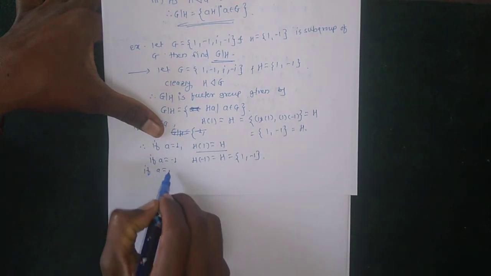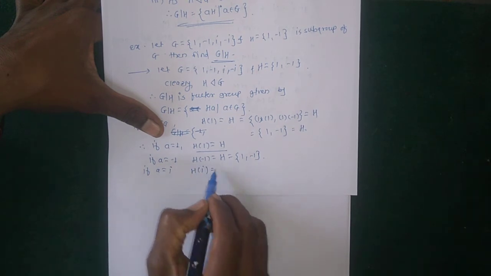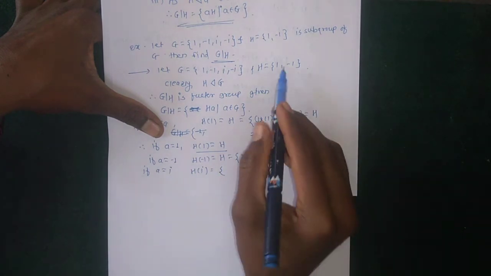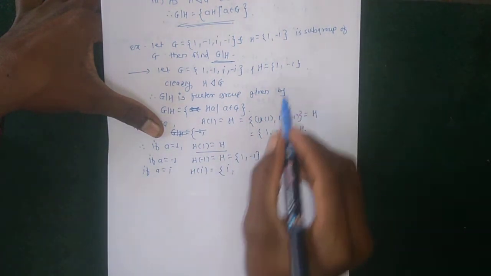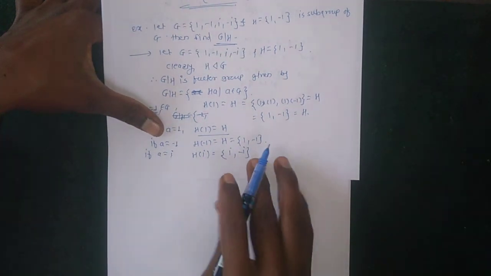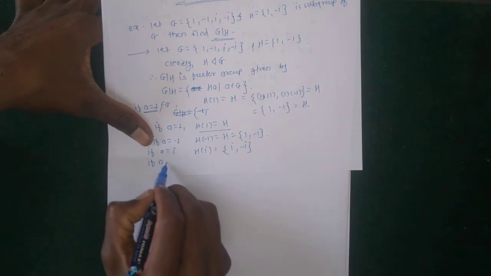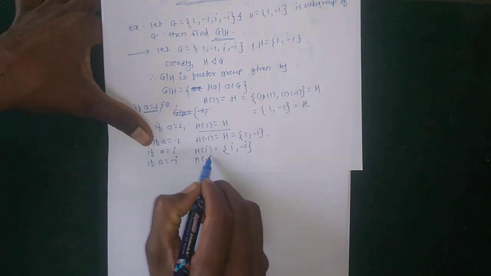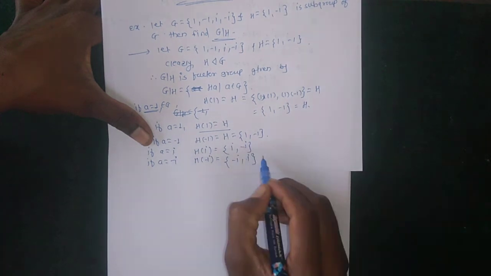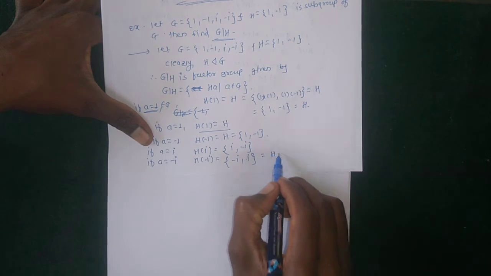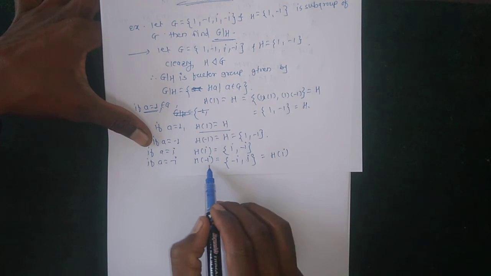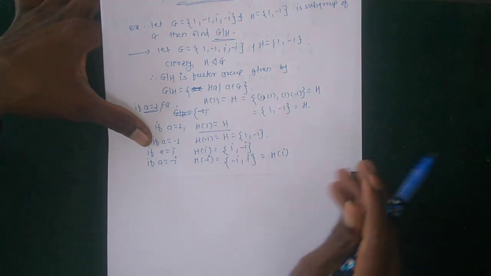If A equal to I, then H of I equal to, which contains elements I into 1 is I, and I into minus 1 is minus I. Okay, this is one distinct factor group. And if A equal to minus I, then H of minus I equal to minus I and I. Okay, so these two are same, means H of I. So if A equal to minus I, then H of minus I and H of I are same right cosets.